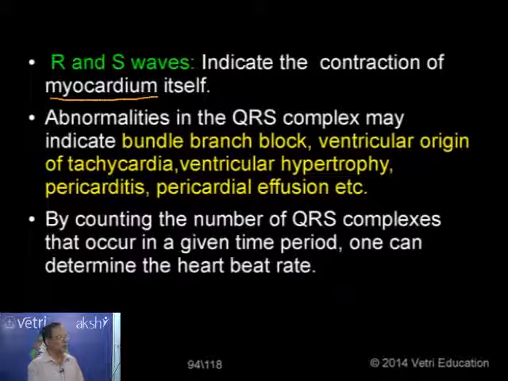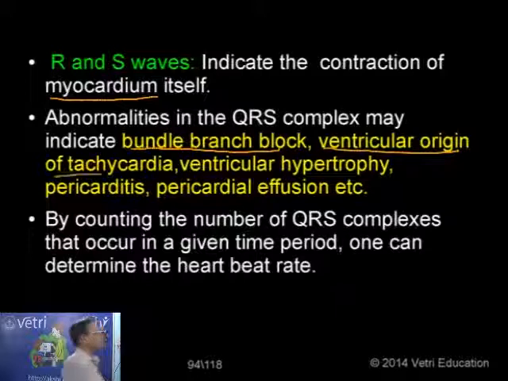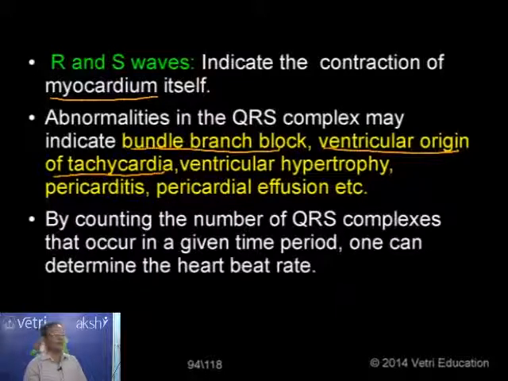Number 1, bundle branch block. If there is a block in the conduction of impulses from the AV node to the Purkinje fibers, that is called bundle branch block. Then ventricular origin of tachycardia. Tachycardia means abnormal heartbeat, an increased rate of heartbeat. Ventricular origin means it starts from the ventricular region. So from this one can know whether the heartbeat is increased or not. Increased heartbeat is called tachycardia.